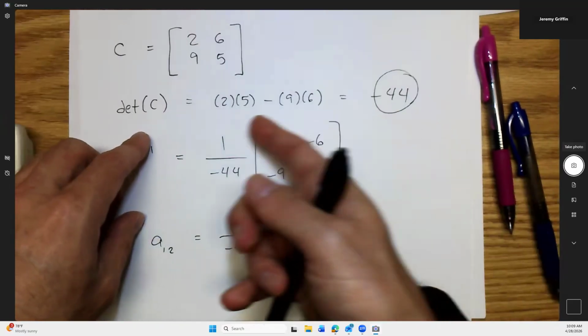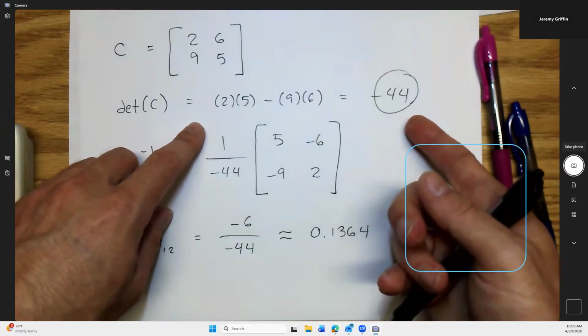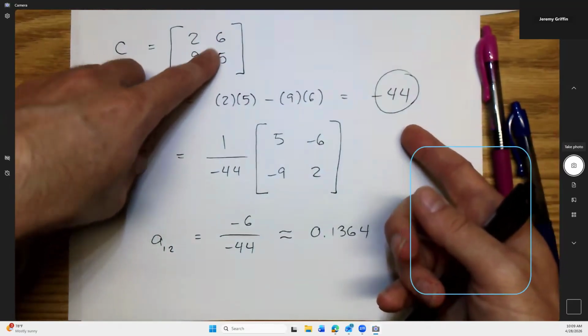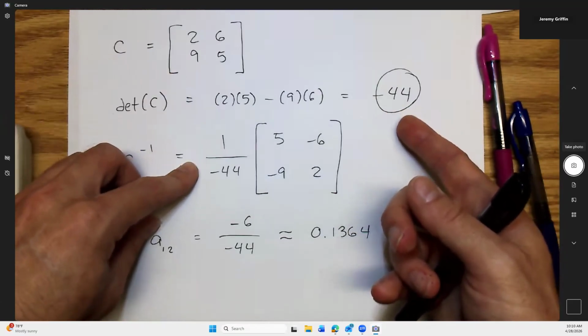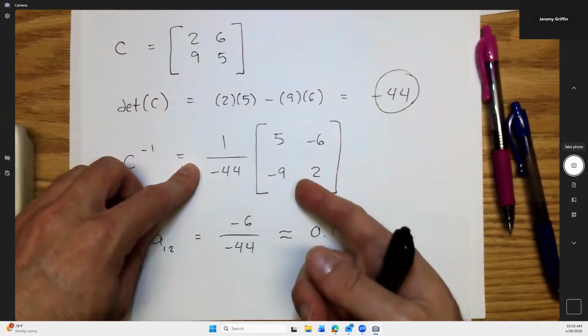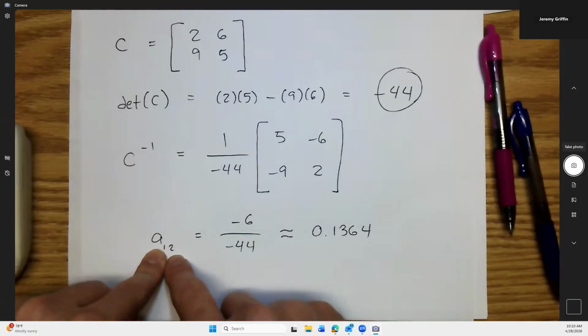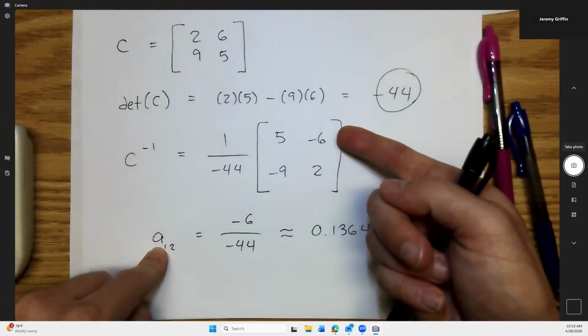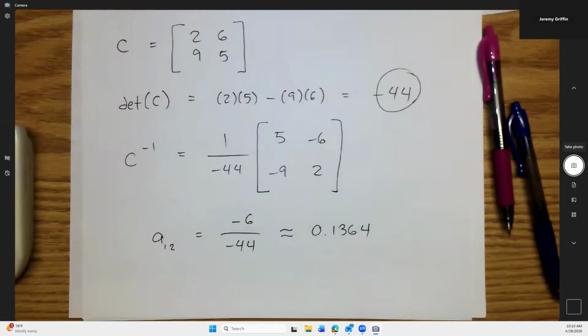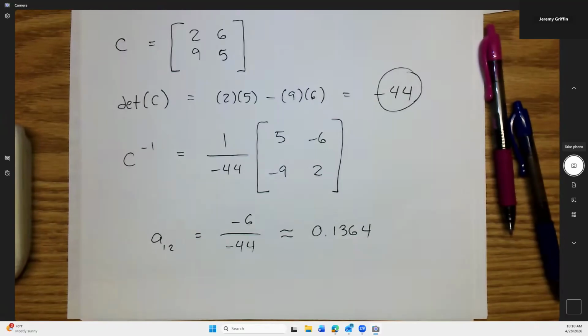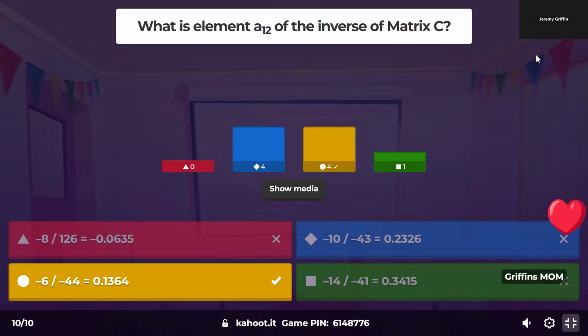All right, so you did find the determinant of matrix C a few questions ago. Remember it's 2 times 5 minus 6 times 9. Got negative 44. So do 1 over negative 44 as a scalar multiple of this. Now if you want element 1,2 out of that, here's element 1,2. So negative 1 over 44 times negative 6 comes out to that decimal approximation right there. All right, you guys good with finding an inverse of a 2x2? You'll be able to do that by Friday? Yep. All right, 2x2. There you go.